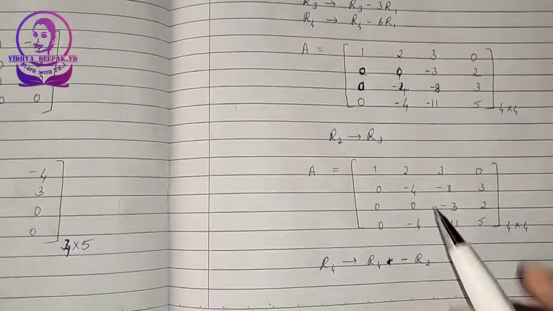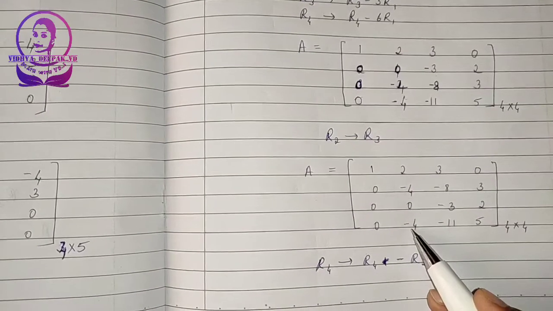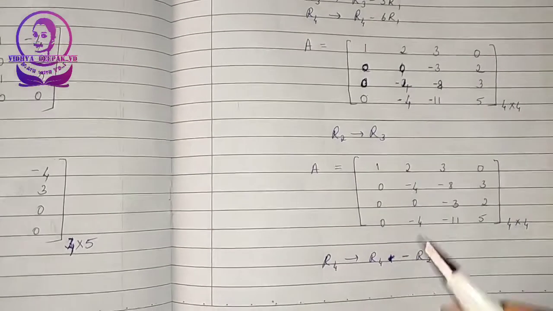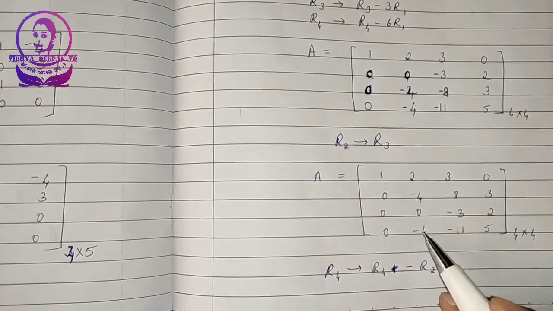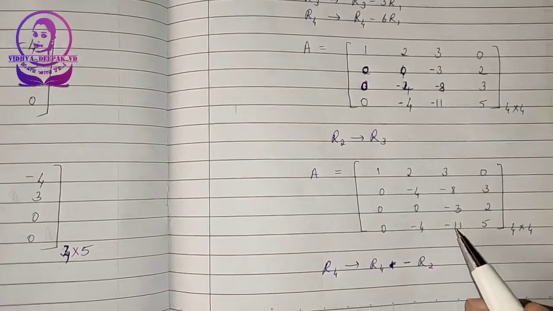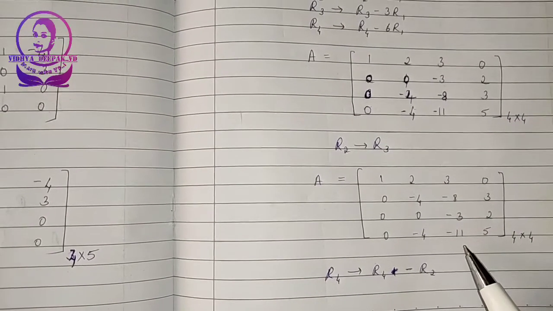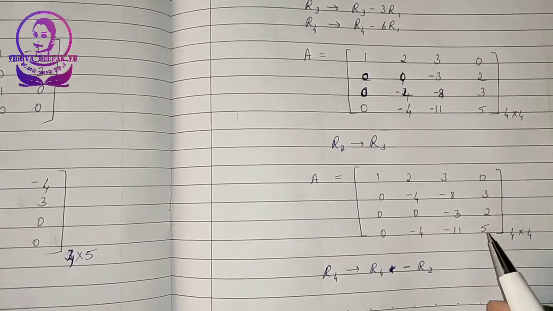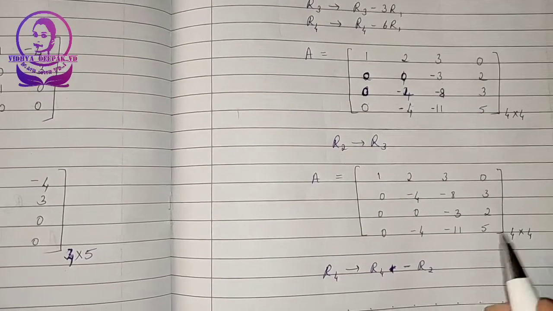Now my aim is to make this 0 and this 0, right? In order to make this 0, which operation should I perform? R4 equals R4 minus R2. When I perform R4 minus R2, what do I get? 0 minus 0 is 0. It is minus 4, minus of minus becomes plus, plus 4 minus 4 is 0. Again minus 11 plus 8, so you get minus 3. Then 5 minus 3 is 2.